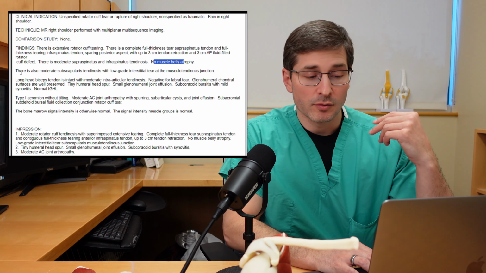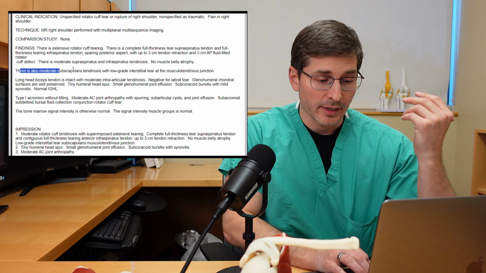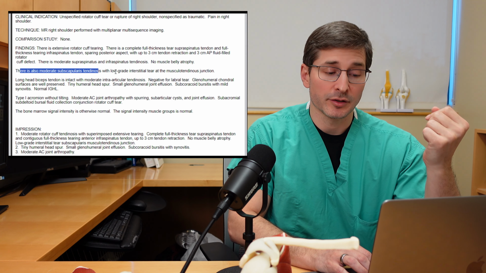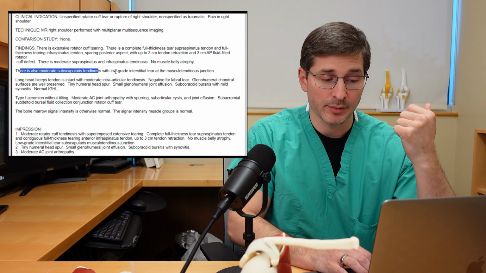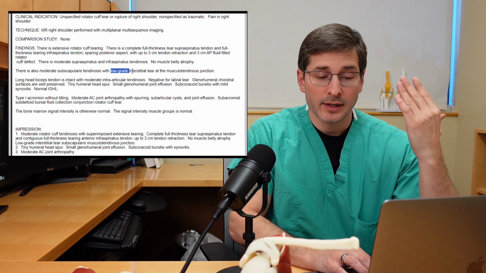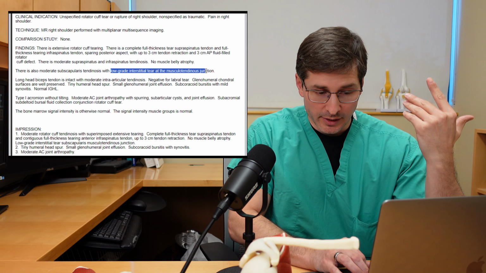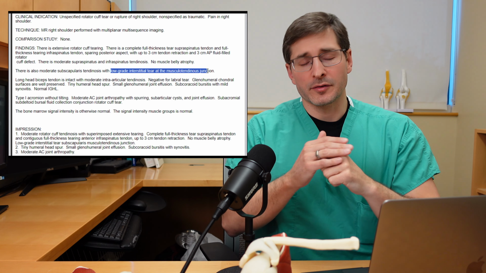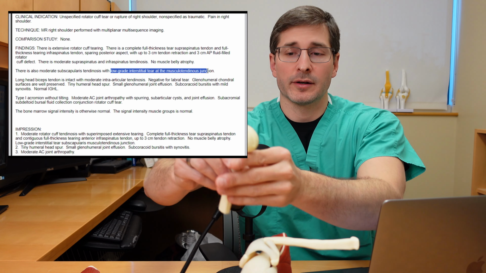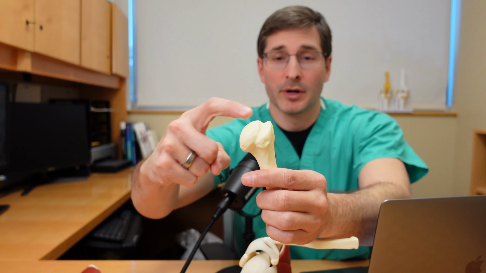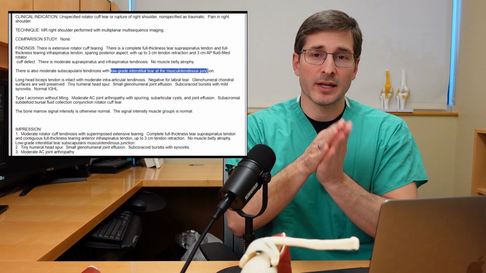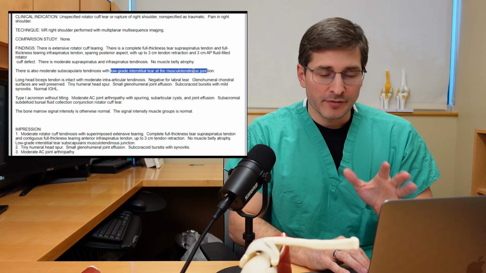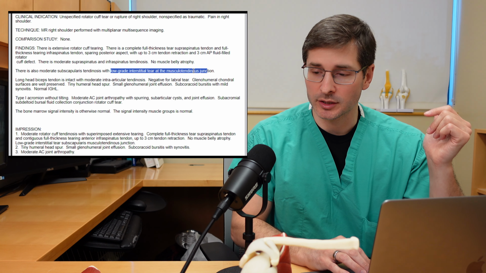So moving along, they say there's also moderate subscapularis tendinosis. So they've now mentioned 3 out of the 4 rotator cuff tendons that they see pathology in: the supraspinatus, infraspinatus, and now the subscapularis. And they say that there's a low-grade interstitial tear at the musculotendinous junction. So if you think of a tendon tear from the bone, where the tear is actually coming from the bone here, an interstitial tear is more of a tear within the substance of the tendon itself. And it's specifically at the musculotendinous junction.